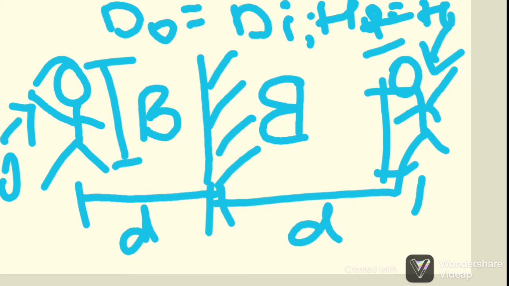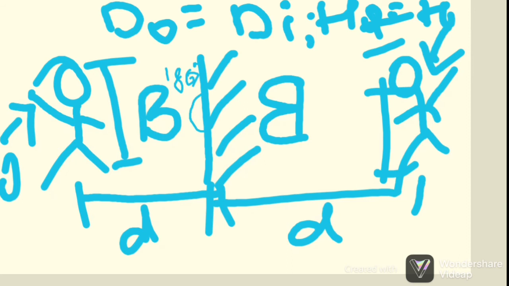And why do we call this a plane mirror? As the name suggests, it is like a plane. So plane means how many degrees will you have? The angle between them will be 180 degrees.